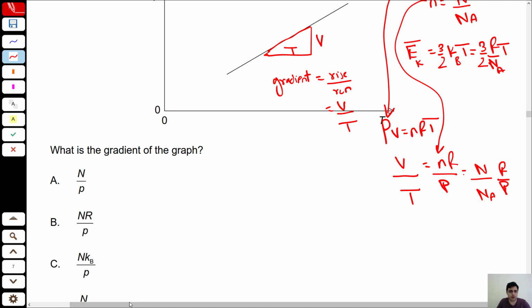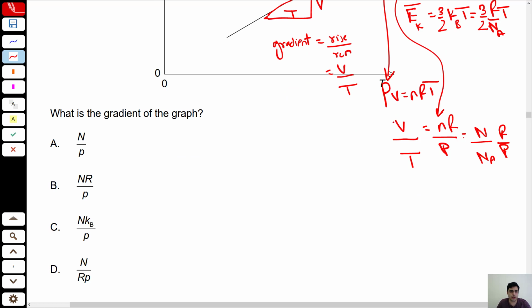Okay. Does anyone know which option matches? Let's just rewrite this again. So we have V over T, which is actually the gradient, equals nR. Maybe you can write P here and NA. The order doesn't matter actually. None of them still match.